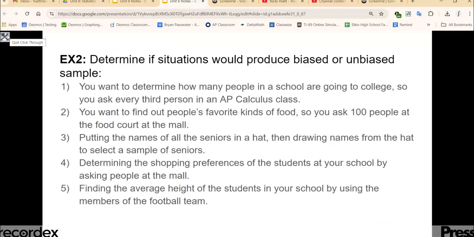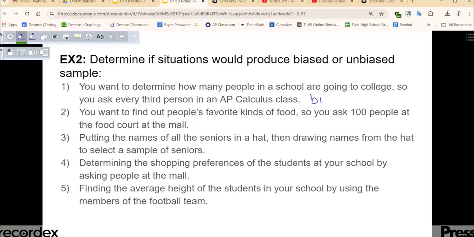So for each one of these, we're just supposed to determine if the situation would produce a biased or unbiased sample. For number 1, you want to determine how many people in a school are going to college. So you ask every 3rd person in an AP Calculus class. So if we did this, this would definitely produce a biased result because these kids are in AP Calculus, which is an advanced level math class.